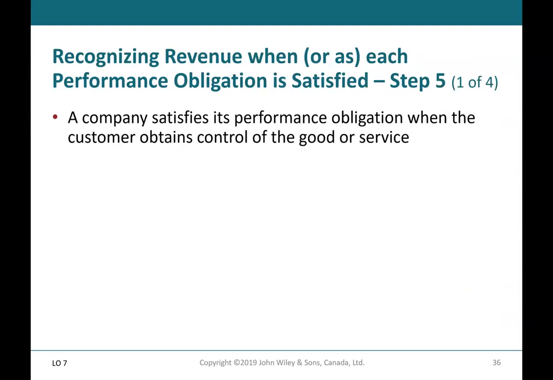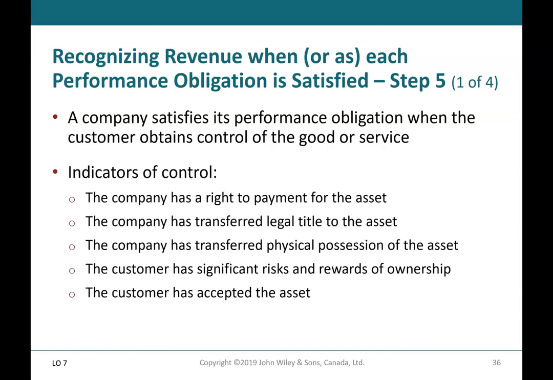Recognizing revenue when or as each performance obligation is satisfied. Step 5, 1 of 4. A company satisfies its performance obligation when the customer obtains control of the good or service. Indicators of control: the company has a right to payment for the asset. The company has transferred legal title to the asset. The company has transferred physical possession of the asset. The customer has significant risks and rewards of ownership. The customer has accepted the asset.